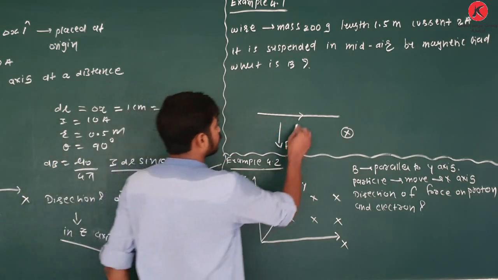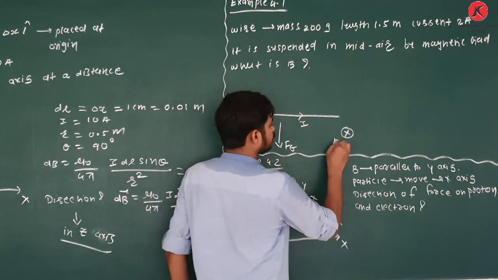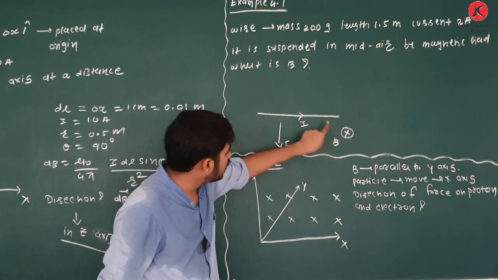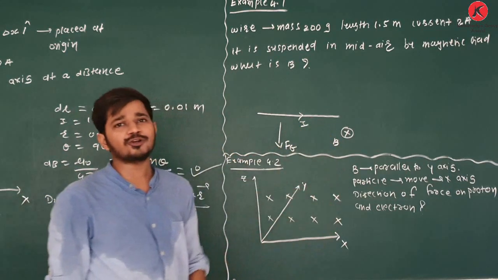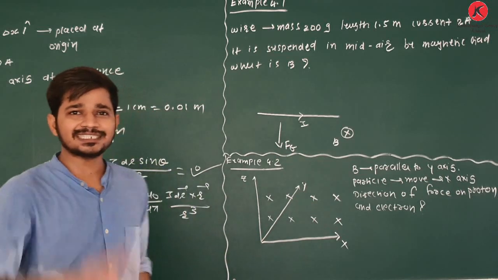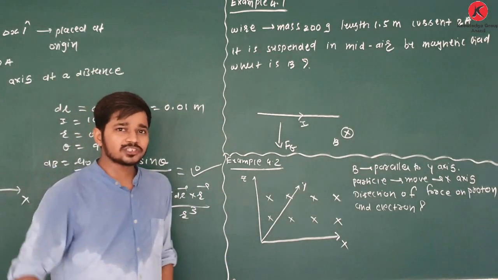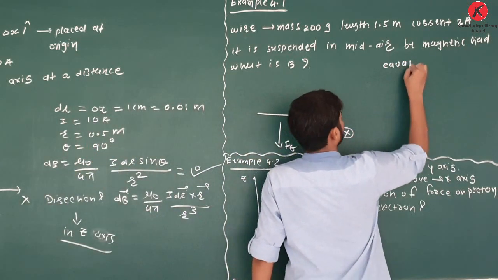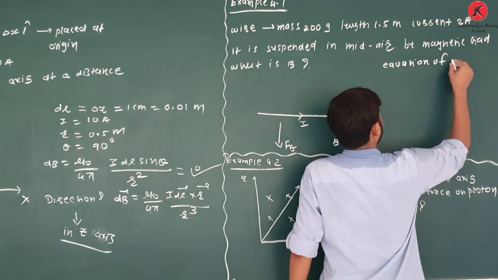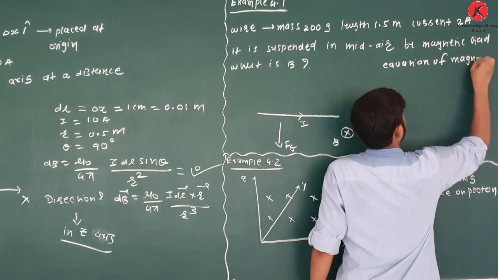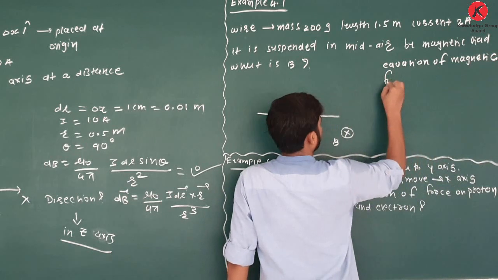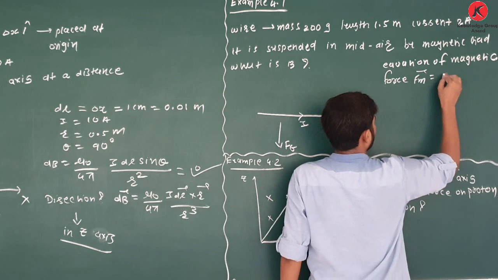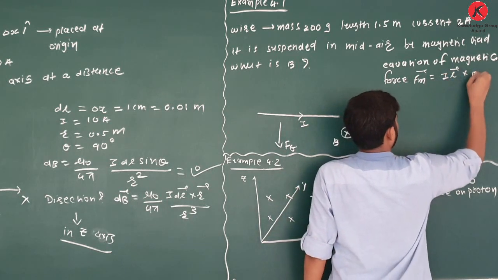But current is flowing through this wire. Magnetic field is given perpendicular to this plane. Then due to this magnetic field, magnetic force is acting on this wire. In which direction? Again, remember the equation. What is the equation of magnetic force? Fm is equal to IL cross B.